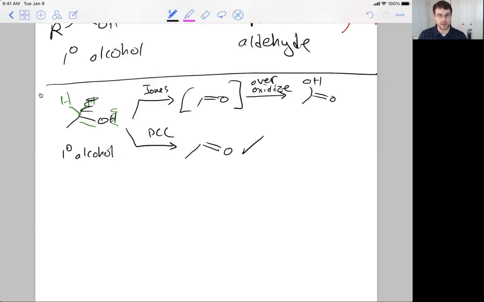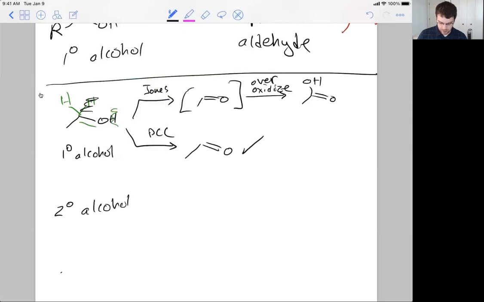We just can't shut the reaction down or control it in a way that we wouldn't get a mixture of products. With PCC, though, we do stop at the aldehyde. We don't see over-oxidation to the carboxylic acid. And so the correct product is where you remove the two hydrogens, and draw the second bond between the carbon and the oxygen. Now, what about for a secondary alcohol?